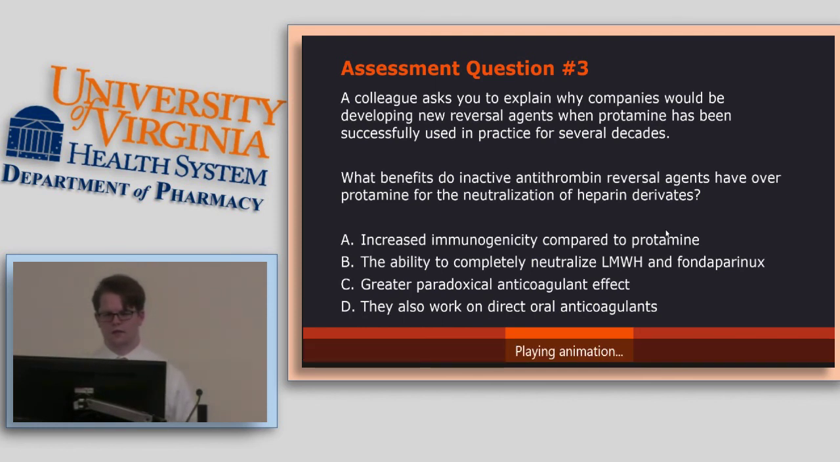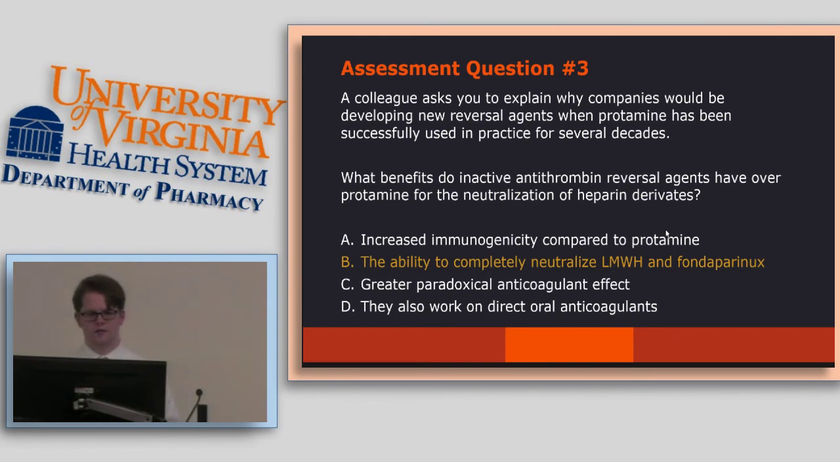And in this, just like the other questions, the answer is also B, the ability to neutralize low molecular weight heparin and fondaparinux. So this was the antithrombin-based agents, so the ATBD as well as the recombinant one. They don't have any activity against the DOACs.